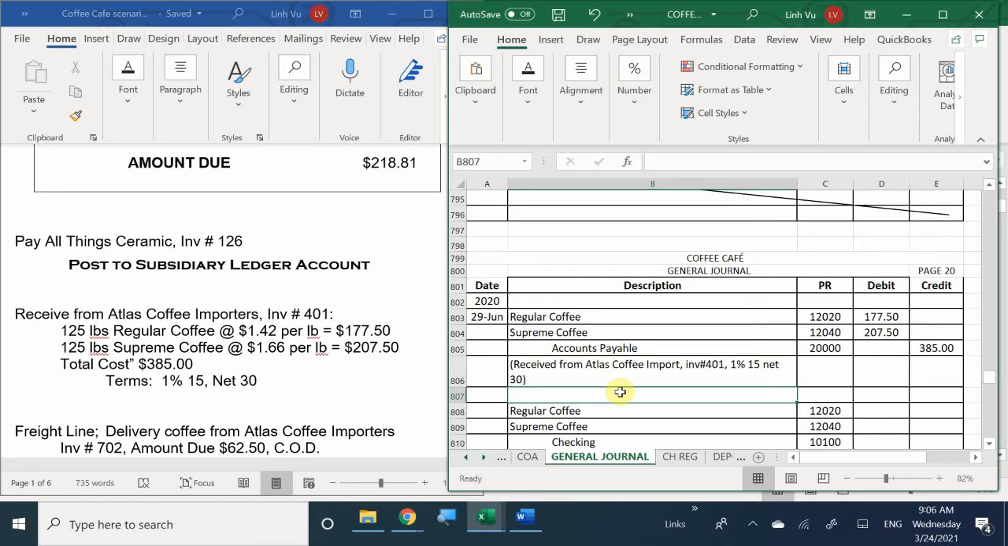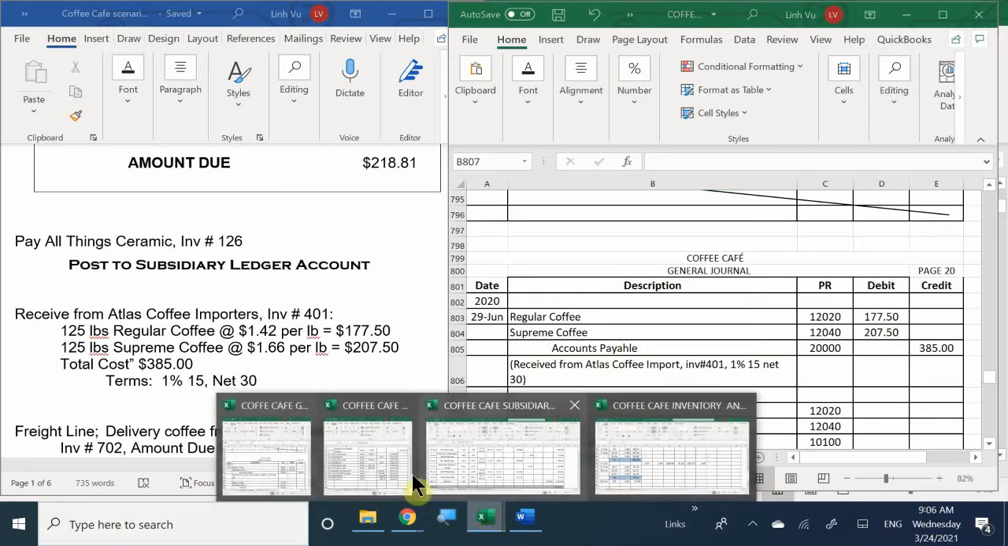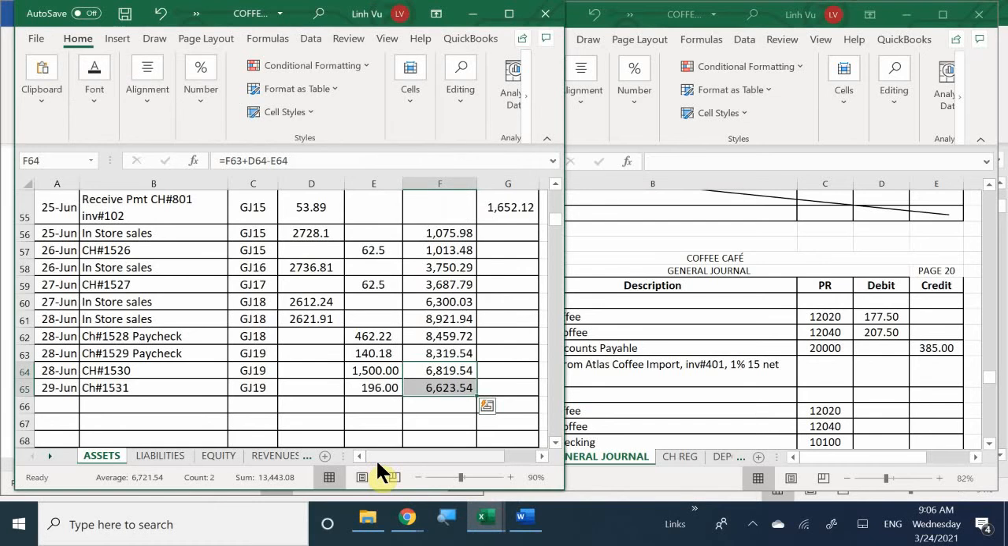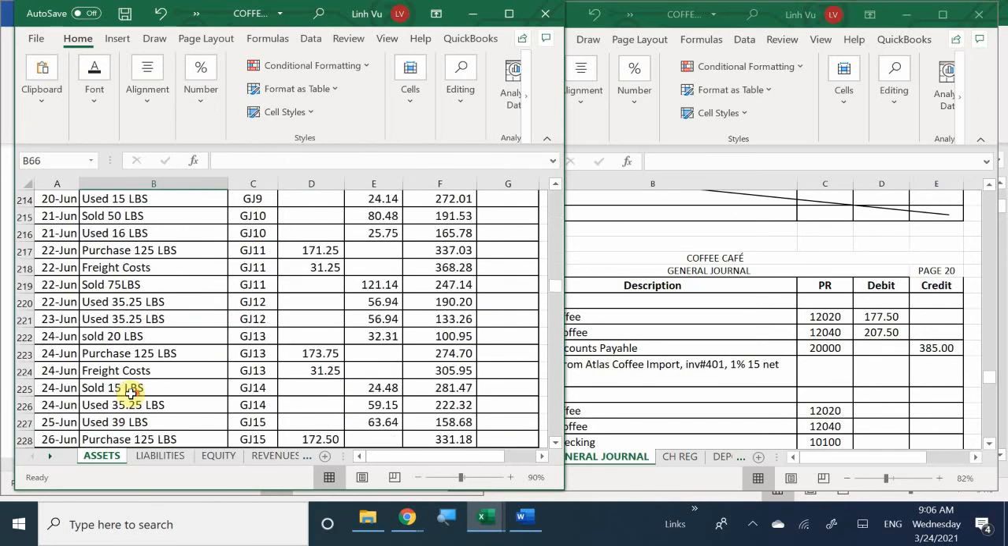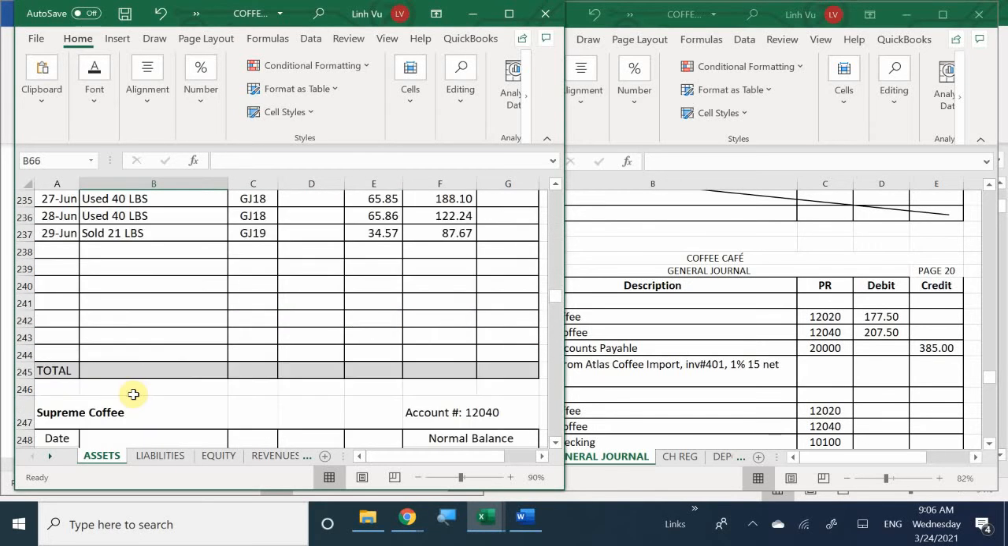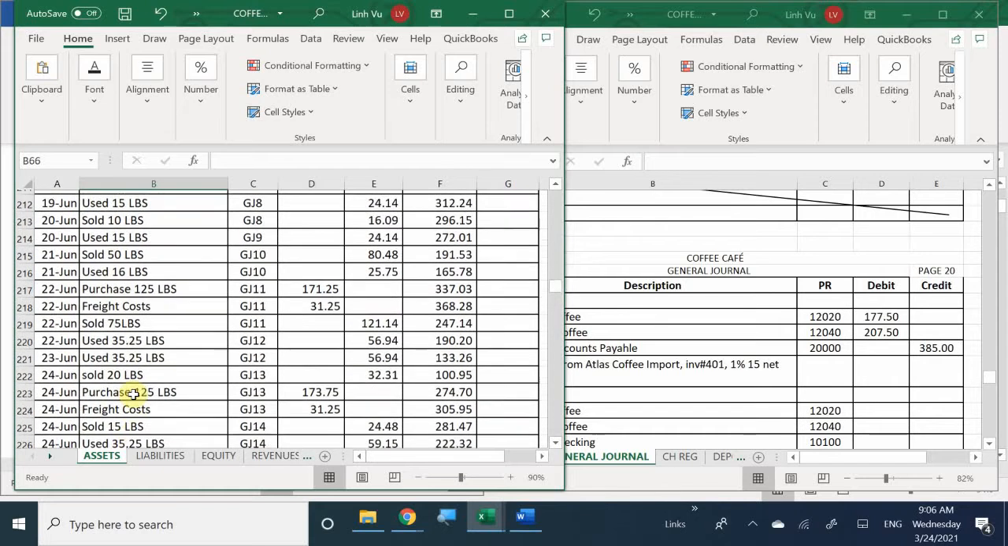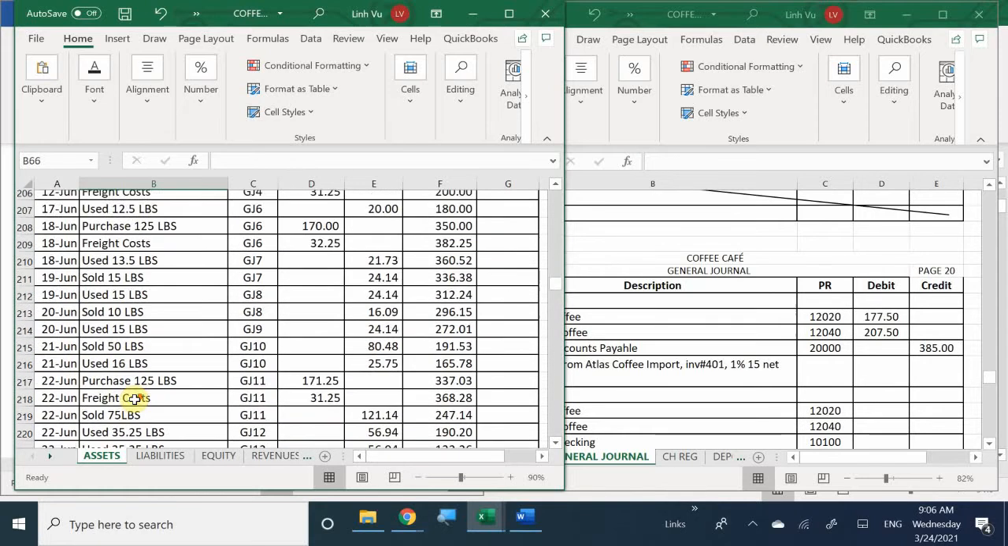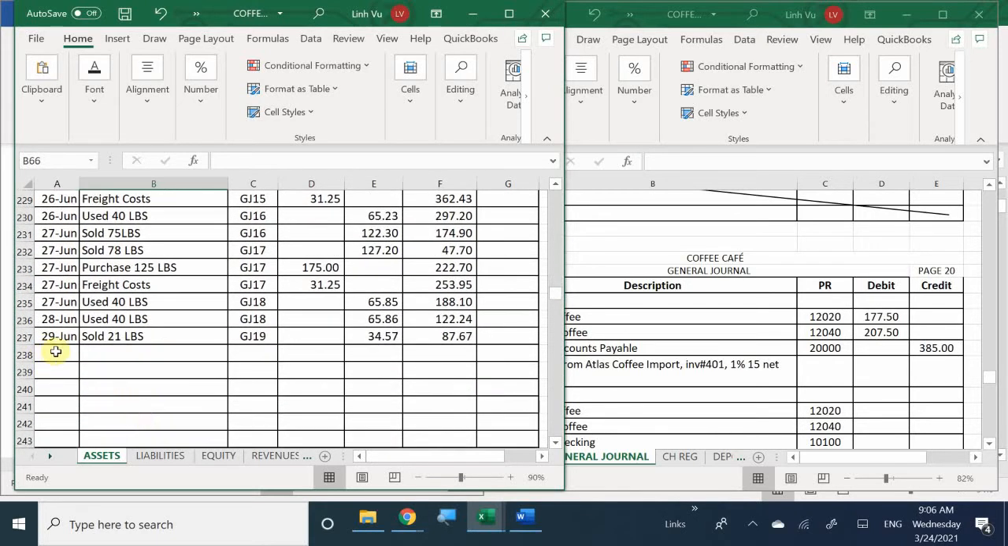General ledger. Here we are, general ledger. We're looking at our coffee. So here's my regular coffee. It is the 29. We purchased, how many pounds did we purchase? 125. We purchased 125.